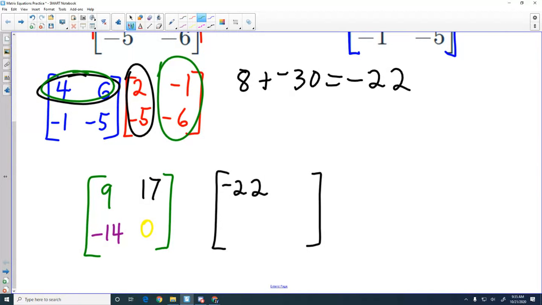First row times the second column. We got 4 times -1. And then 6 times -6 gives you -36.